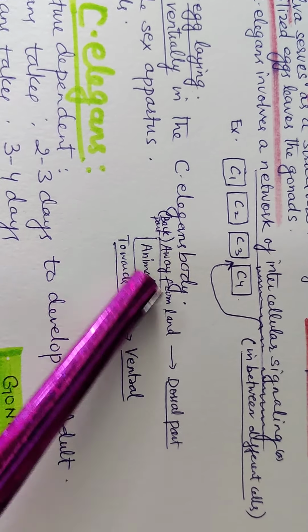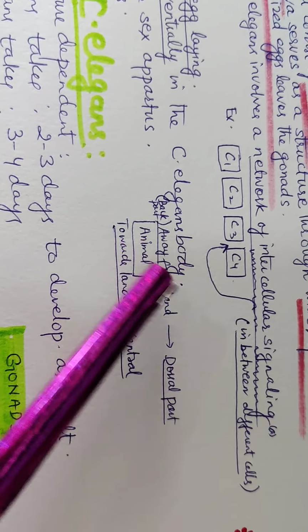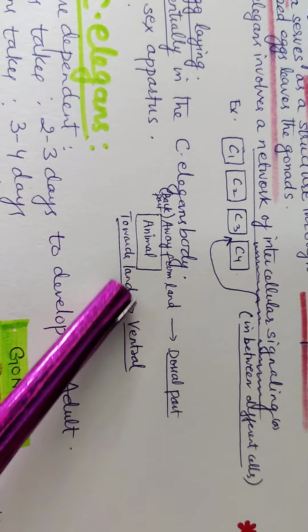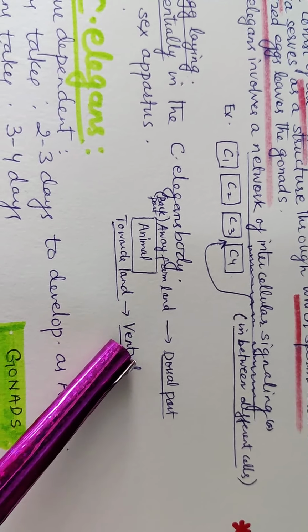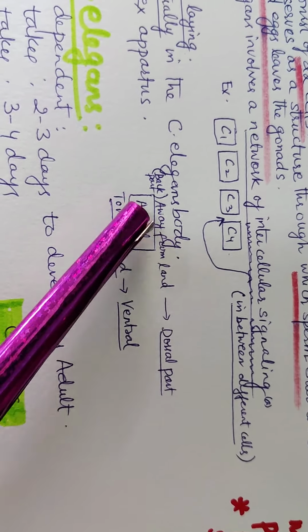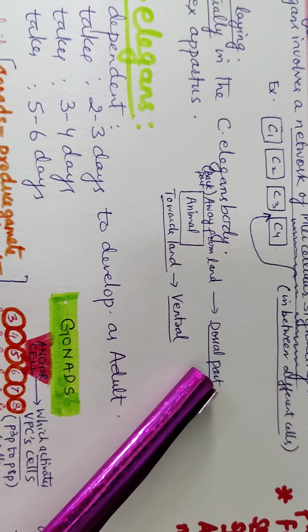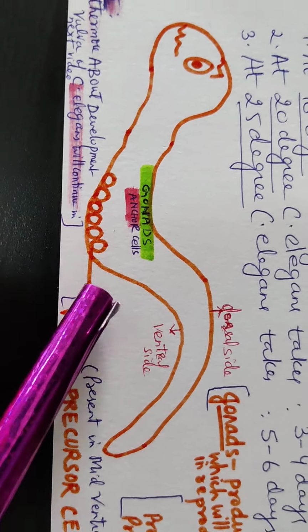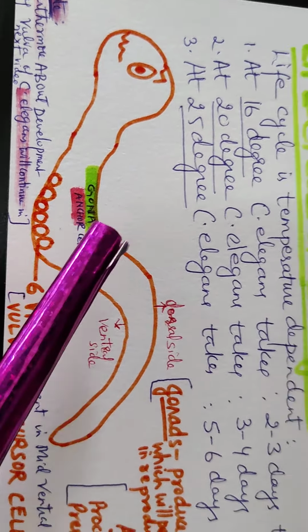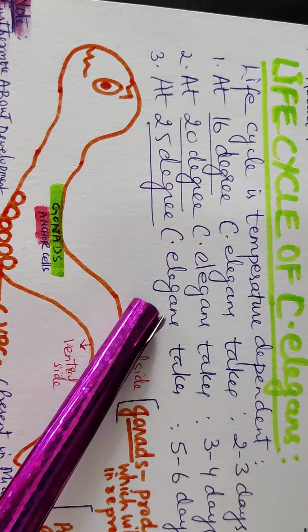This is the box which is showing the ventral and the dorsal side. The lower part, which is toward the land when the animal is lying, is called the ventral side. The back part, away from the land, is called the dorsal part. Here in the diagram you can see this is the ventral part and the upper part is the dorsal part.